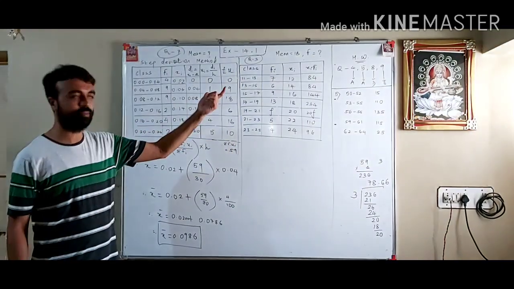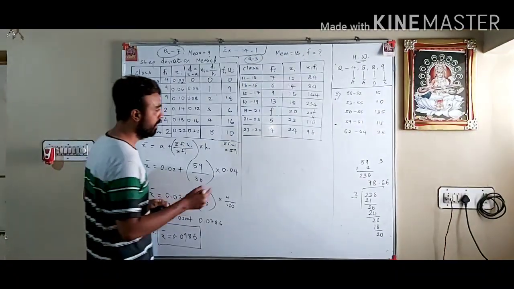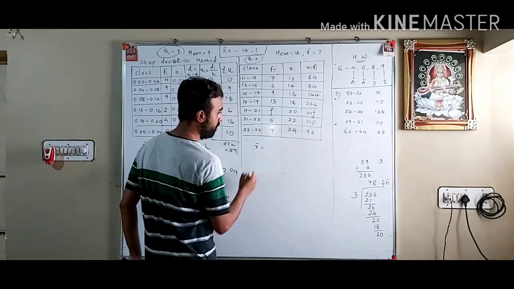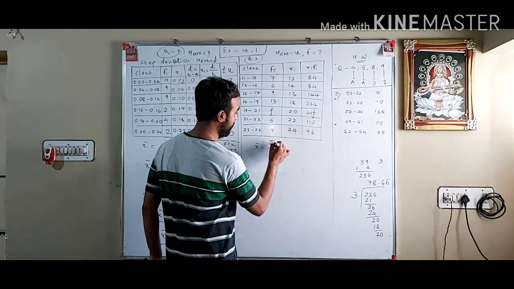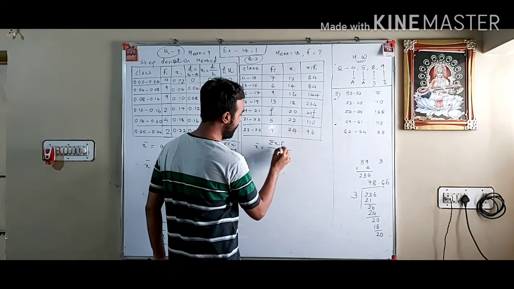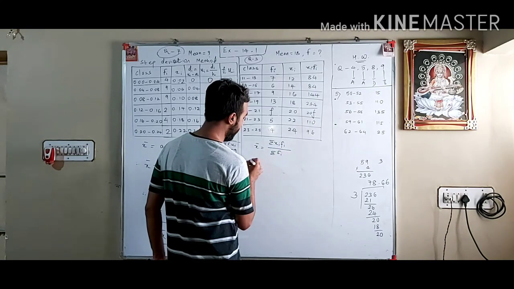ओके, टेबल बनानी थी, टेबल बना दी. आइए अब फॉर्मूला लिखते हैं. व्हाट वाज द फॉर्मूला? x bar equals to, याद करें, बात कर रहे हैं हम डायरेक्ट मेथड की. So sigma fi xi by sigma fi, ये था फॉर्मूला.